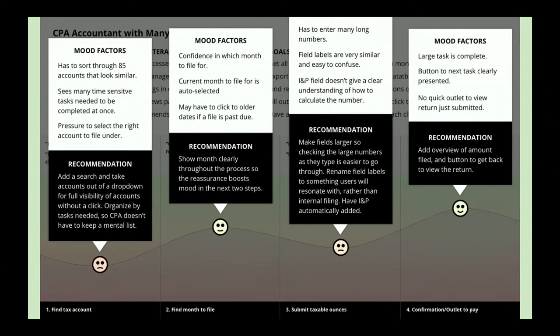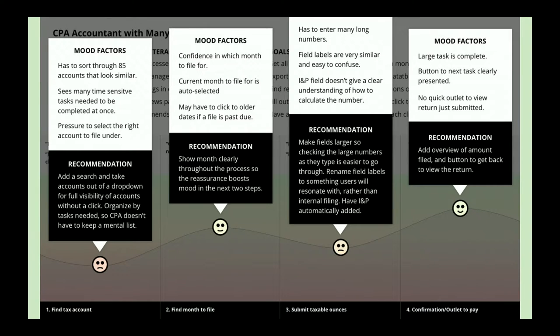So we went through and added search for them. We took all the accounts out of a dropdown, and we made sure they had visibility into each of the accounts without clicking. And they were organized by task needs, so anything that had a lot of files, or maybe things were overdue, those were towards the top in red, and anything that was complete was towards the bottom. So they had that help throughout the journey.